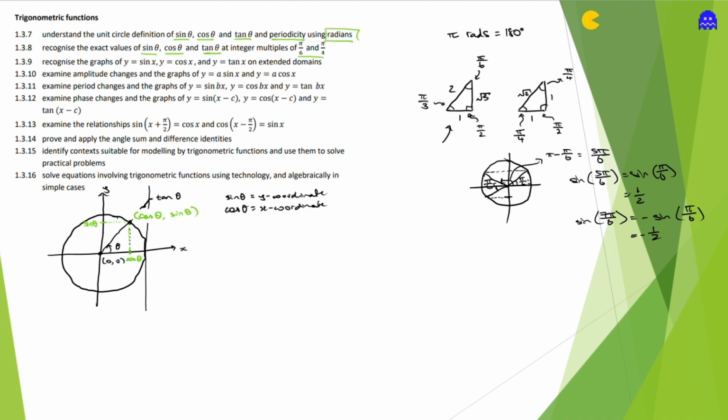For all of these cases, pi on 6 is known as the reference angle, and the reference angle is the angle in the first quadrant of our unit circle. This is our first quadrant. And so if we want to find the exact values of angles larger than 90 degrees, we need to link our angle back to the reference angle in the first quadrant of the unit circle.